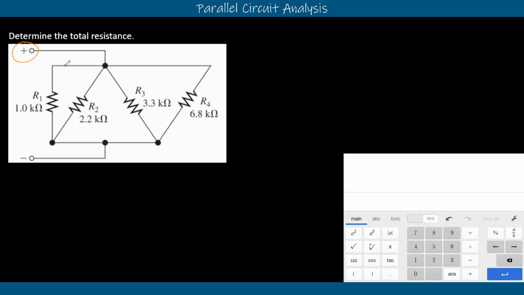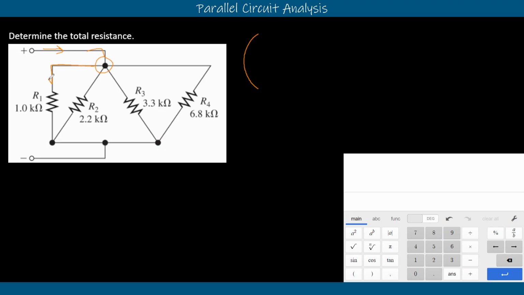It gave us the positive terminal here and the negative terminal on the bottom, so that's going to be where our battery is going to sit. They just didn't give us the battery because we can't measure resistance with the battery attached. So from the positive terminal, we'll see that we come down and hit a node right away. So we'll open a parenthesis because we're at the node.